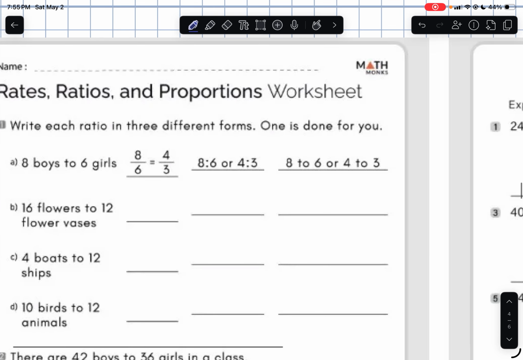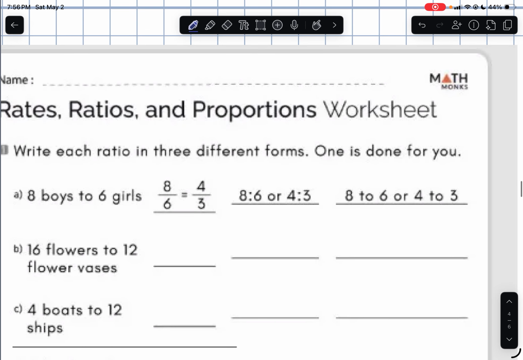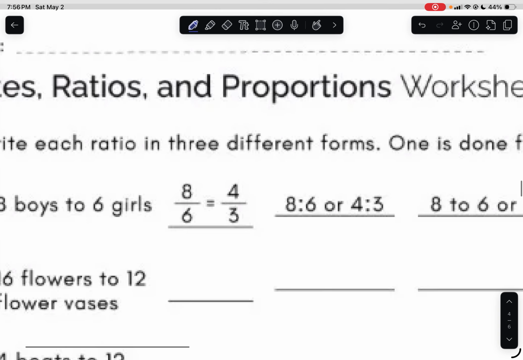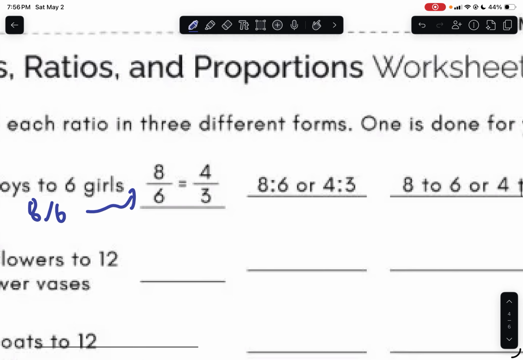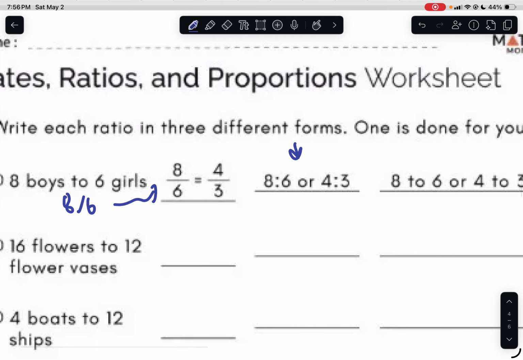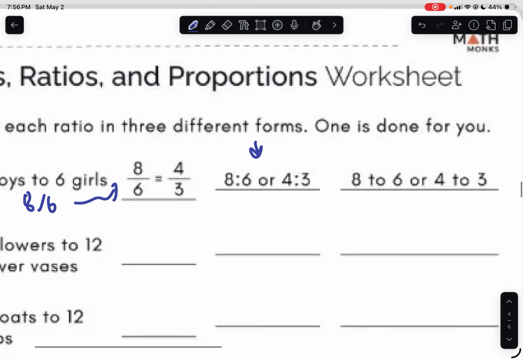This is just writing each ratio into 3 different forms. One of them is done for you. So the top one is done for you. 8 boys to 6 girls. You can see this as a fraction in 8/6, which is what they did there. And then they simplified it to 4/3. Or you can write it as a ratio, and then as a proportion over here.